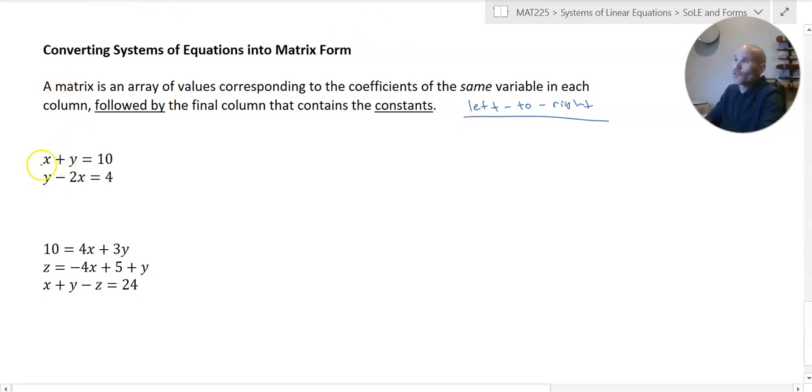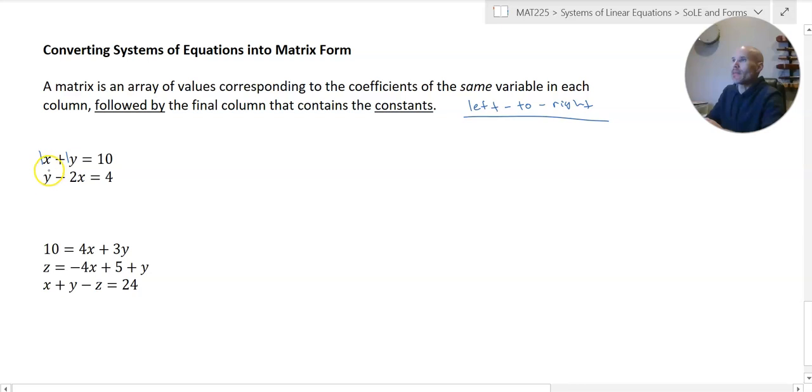So if you look at this one, the first thing I like to do is, even if it's missing a variable, you do have to write a placeholder in there. So if this were just x equals 10, we would want to write it as 1x plus 0y equals 10. Because we do need to have coefficients for all of our variables. In this case, they're both 1. Neither of them is 0, but I wanted to set that up.